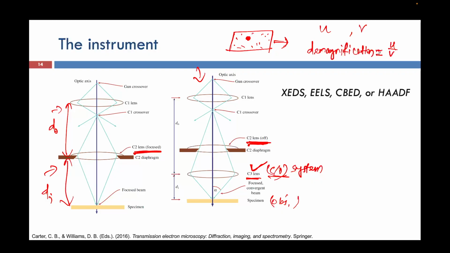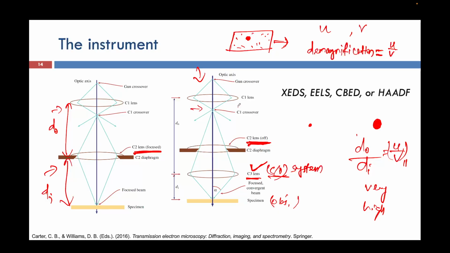What do I mean by demagnification? In my sample, the area will be scanned this much, but in my image I will get a much larger image, that means a broader image, right? So that is what I mean by demagnification. And in the second case, my demagnification D0 by Di, or you can say U by V, will be very, very high, right?